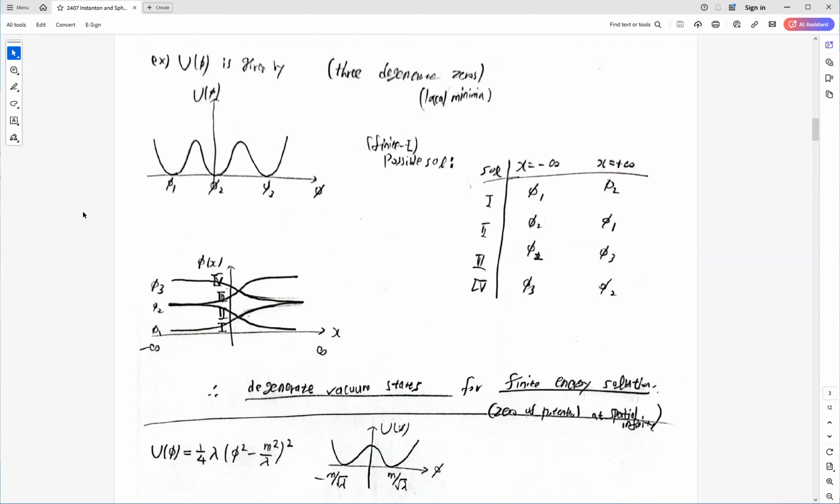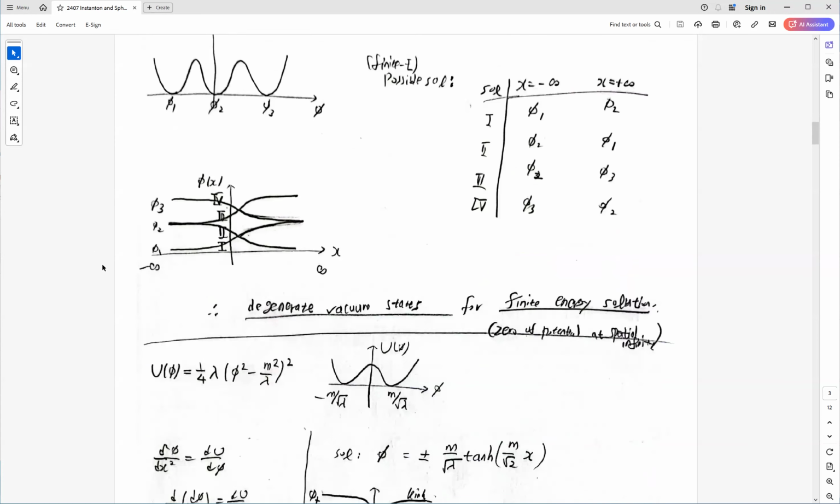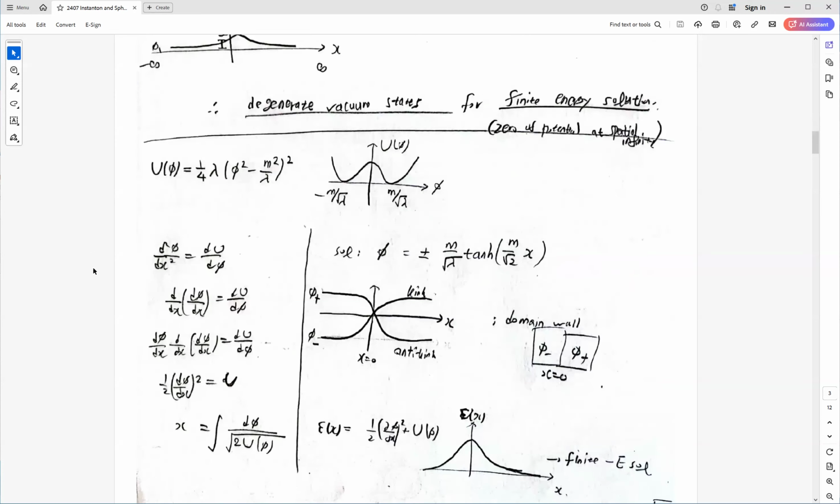There should be degenerate vacuum states, and the spatial infinities are assigned to the degenerate vacua to have finite energy solutions. To be specific, there are some detailed calculations: if there are two vacua in the potential, the potential U is given by this form, while the vacua are given by m over root lambda.